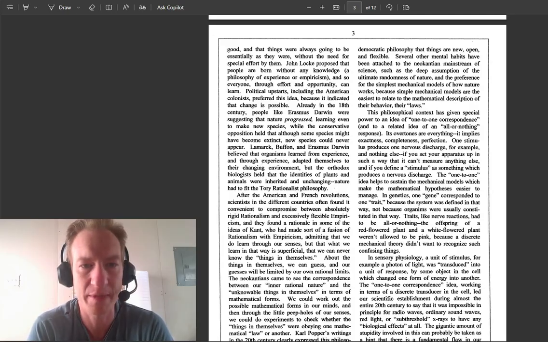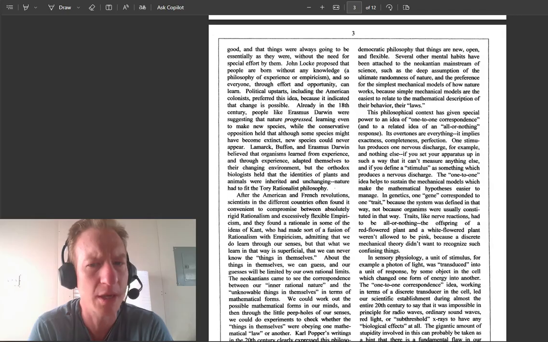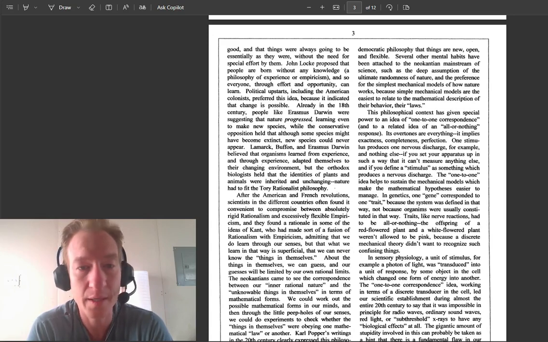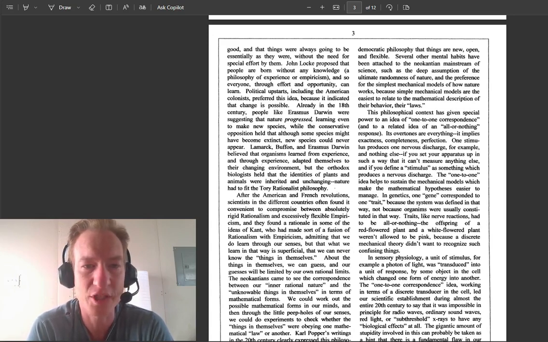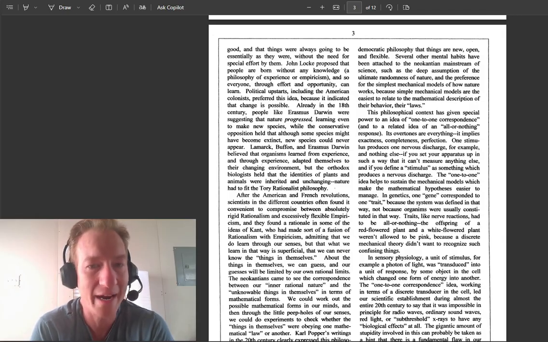Already in the 18th century, people like Erasmus Darwin were suggesting that nature progressed, learning even to make new species, while the conservative opposition held that although some species might have become extinct, new species could never appear. Lamarck, Buffon, and Erasmus Darwin believed that organisms learned from experience and through experience, adapted themselves to their changing environment, but the orthodox biologists held that the identities of plants and animals were inherited and unchanging. Nature had to fit the Tory rationalist philosophy.